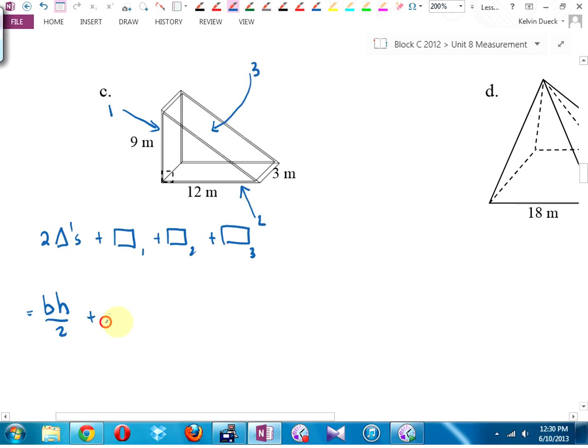And it's going to be length times width, length times width, length times width. But these are all different lengths and widths. So don't think, oh, I can gather like terms. That's not 3 length W's. In fact, let's call it length 1, width 1, length 2, width 2, length 3, width 3. There, now they look different.